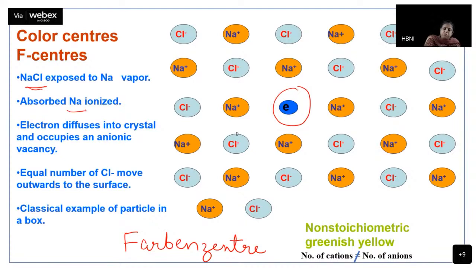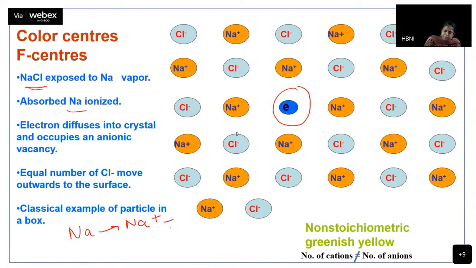This absorbed sodium vapor will ionize into Na plus and electrons. Now this Na plus will take a chloride ion from the lattice, form an NaCl, and it will extend over the NaCl as a part of the lattice. And the electron that was released will migrate into the lattice and occupy the vacancy that was left by the chloride ion.